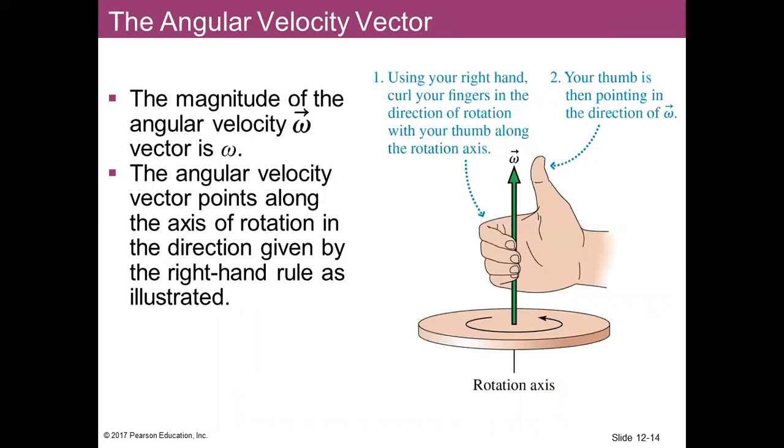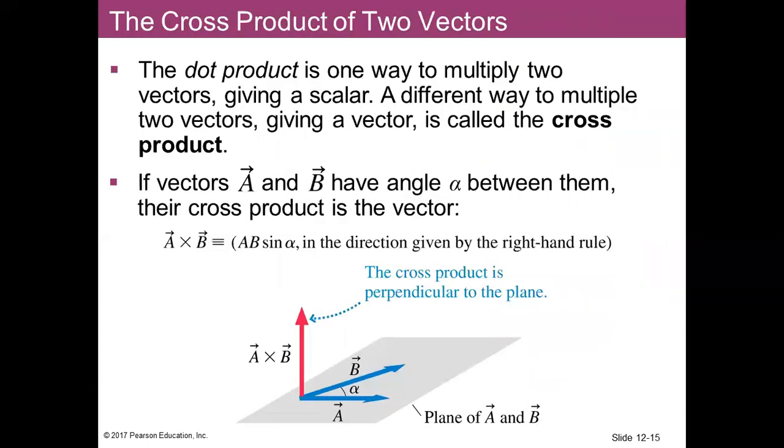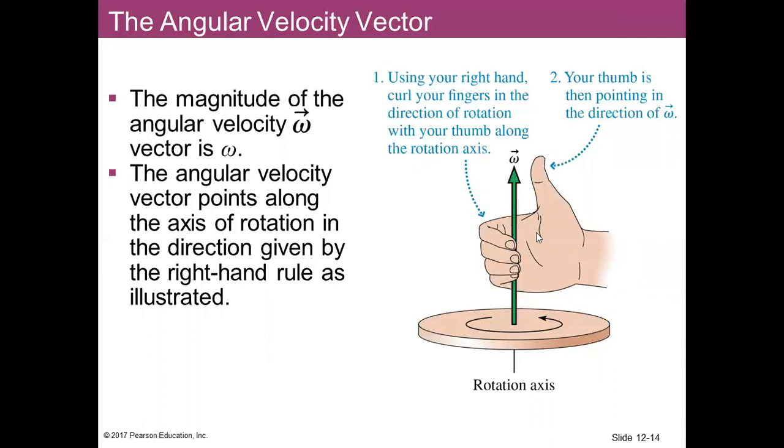So the magnitude of the angular velocity vector is omega. The angular velocity vector points along the axis of rotation in the direction given by the right-hand rule as illustrated. Okay. So where the fingers curl along the rotational axis like this, then that will be the direction of angular velocity, which is the same as the direction of angular momentum.